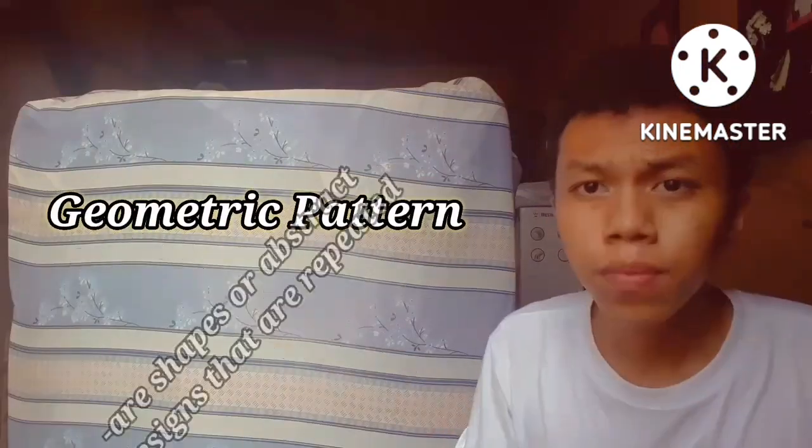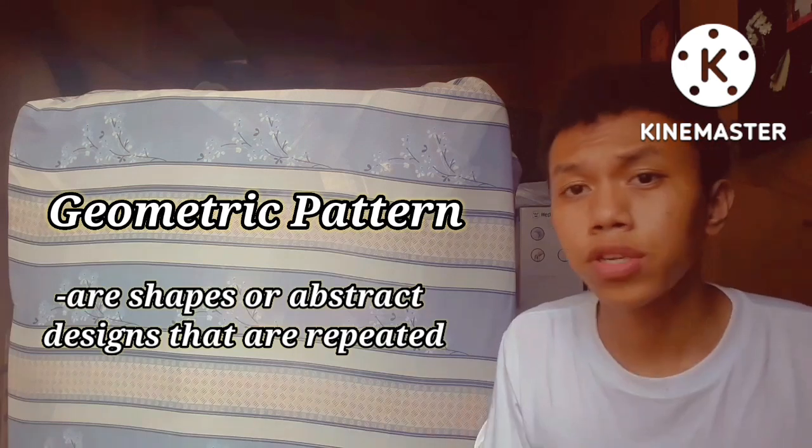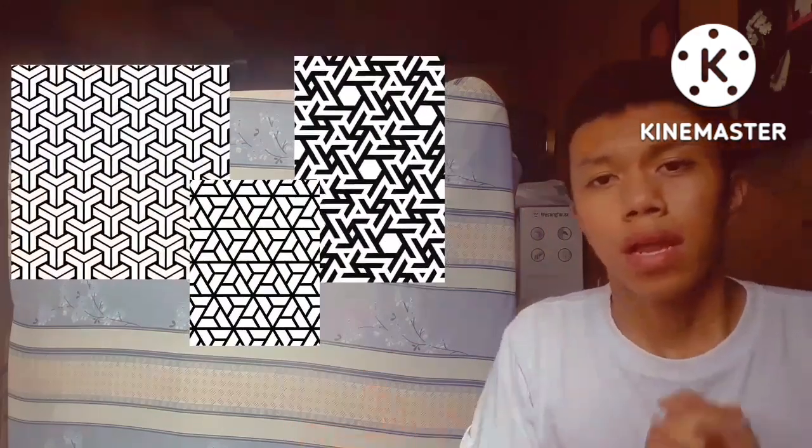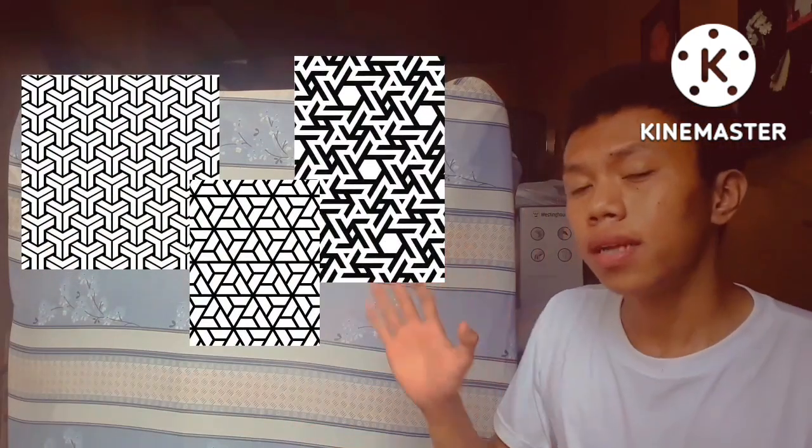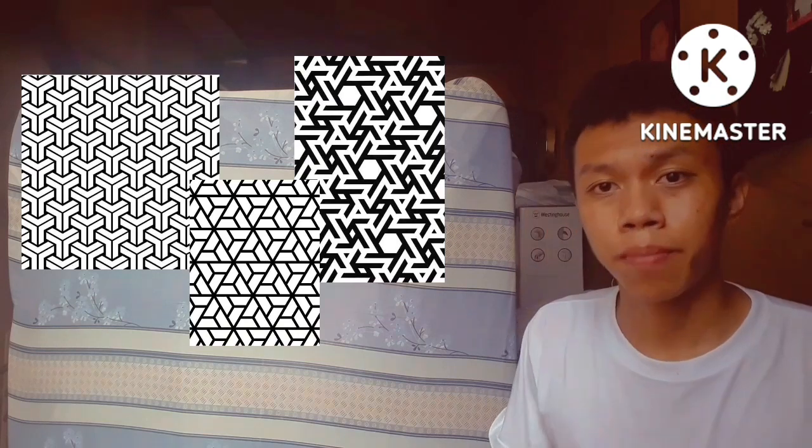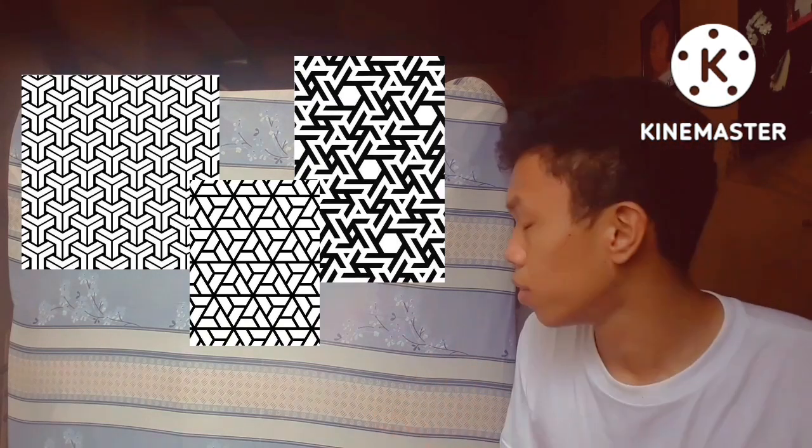Geometric patterns. Geometric patterns are shapes or abstract designs that are repeated. Try to look at these examples. Now, as you can see, these are the examples of geometric patterns where shapes or abstract designs are repeated. Now, let's try to have a sample problem that relates to geometric patterns.